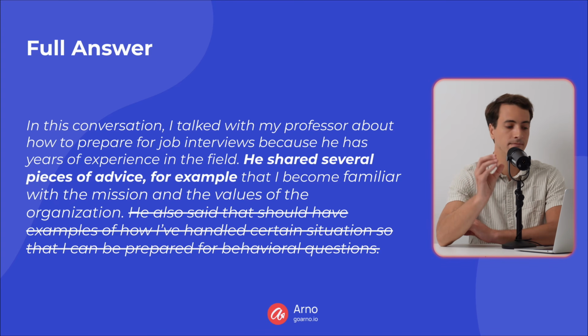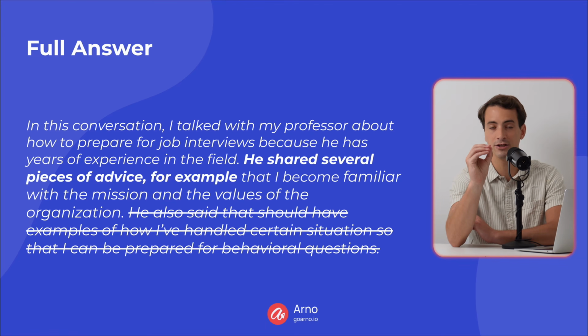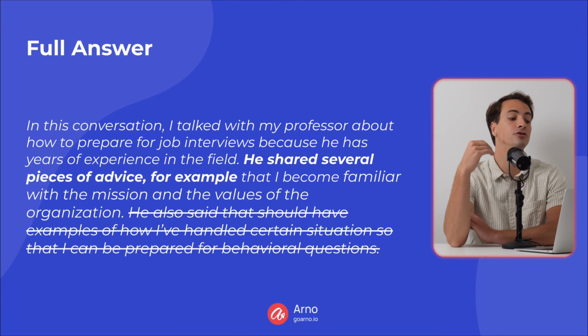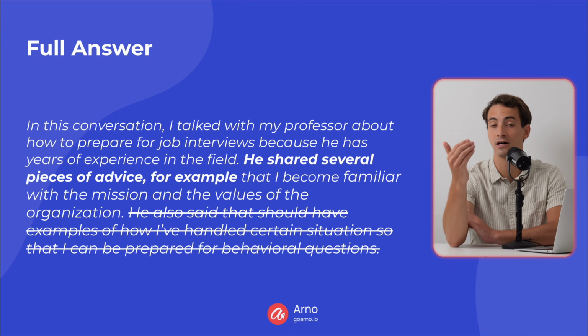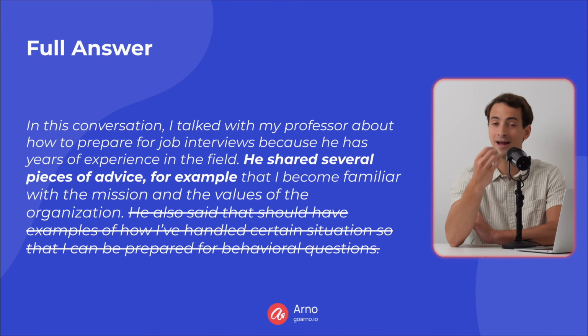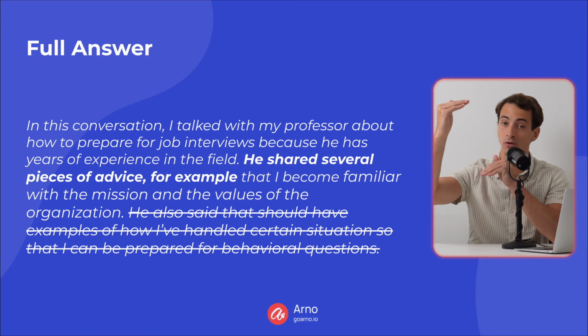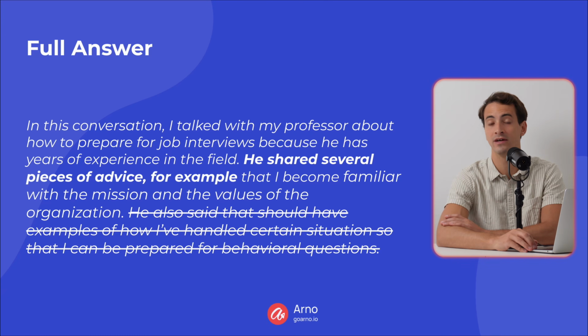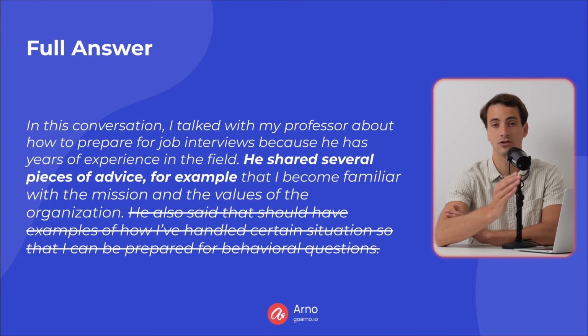So although I only mention one specific bit of information here, that I become familiar with the mission and values of the organization, I do mention that he shared more pieces of advice, right? He shared several pieces of advice, and then I give an example. And this is still an effective summary. Not as effective as the first one, the longer one that we looked at, but this is still good. So something you will have to figure out is how many words you can realistically write in 75 seconds. If you can only write 2 sentences, then practice doing that.